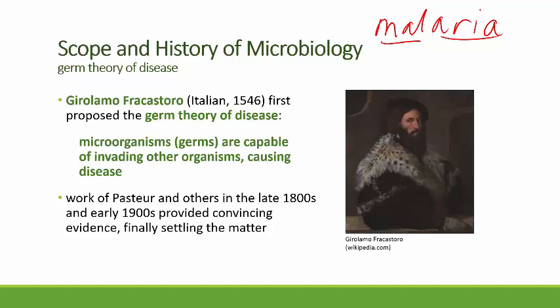And in fact, if we think about the disease malaria, mal is bad, aria, bad air, was considered the reason or the cause of malaria. We now know that it's actually a protist that is transferred by the bite of mosquitoes into the blood of humans. So with Girolamo Fracastoro's work, and then the final work that was done by Pasteur and his compatriots in the late 1800s, we now recognize that for every disease there is a causative agent.